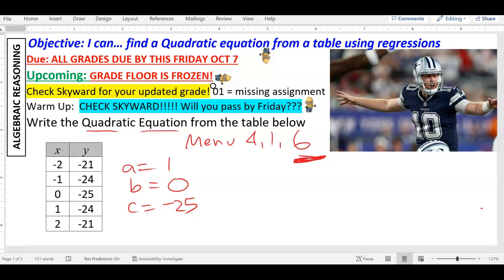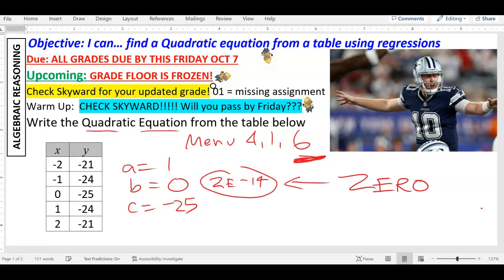Now, sometimes if you got for B 2E negative 14. Okay. Thank you. If you ever see something weird like this, that means 0. Oh, other way around. Whoops. This means you have 14 zeros after the decimal point. I'm just doing everything wrong today.